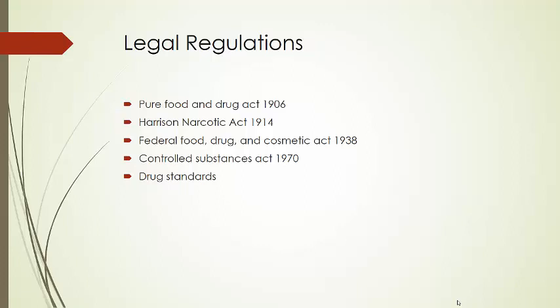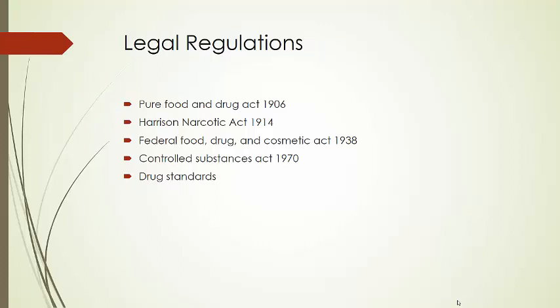In 1914, you had the Harrison Narcotics Act, and this was the first federal legislation designed to stop addiction and dependence. And what it did was establish federal control over importation, manufacture, and sale of opium and coca plants, otherwise heroin and cocaine, and all of their compounds and derivatives. And it also established the word narcotic as a legal term.